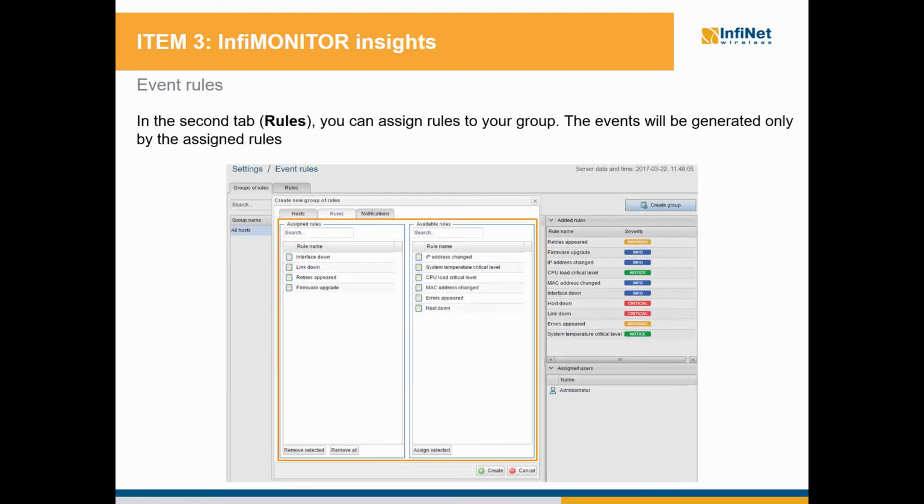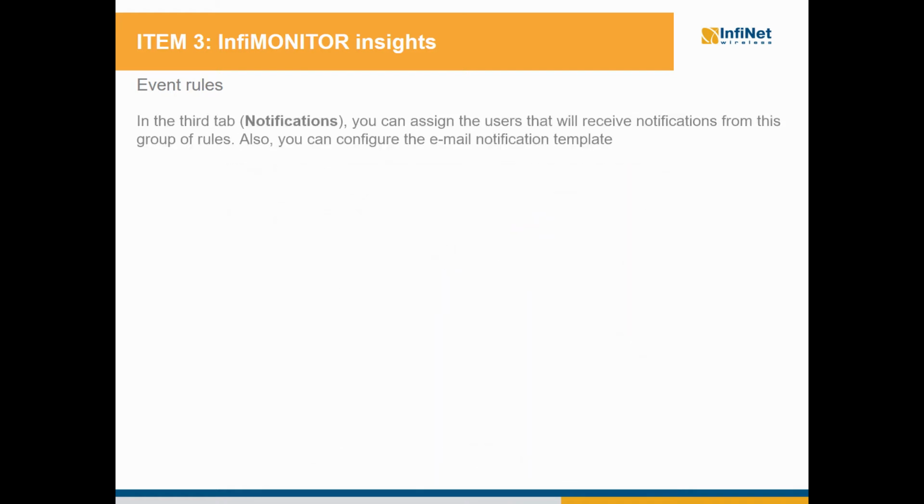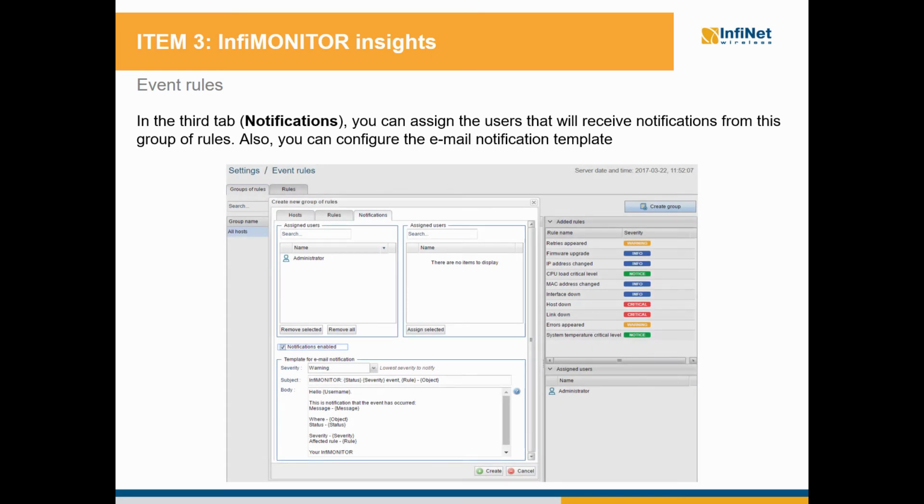The events will be generated only by the rules that are in the Assigned Rules list. And in the third tab, called Notifications, you can assign the users that will receive the notifications according to this group of rules. Also, you can configure the email notification template. In the subject and body of the template, you can use variables like object, status, severity, rule, and so on. To get the complete list of all variables, click the question mark icon next to the fields. Make sure Notifications Enabled is checked, otherwise the emails will not be sent.